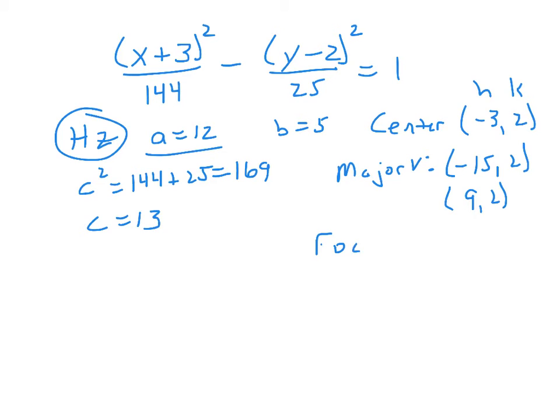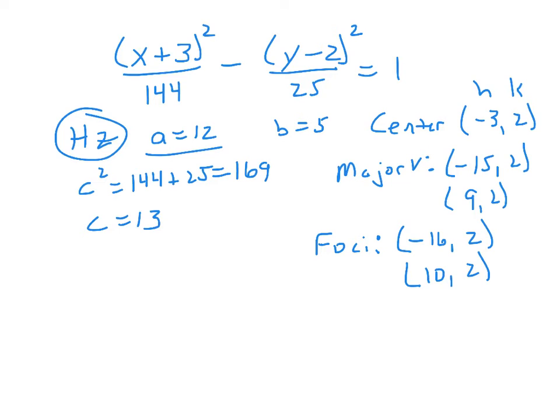My foci will be 13 away from the center. So if I go left 13, that's going to be (−16, 2). If I go right 13, that's going to be (10, 2). Okay? Is that right? Yes.